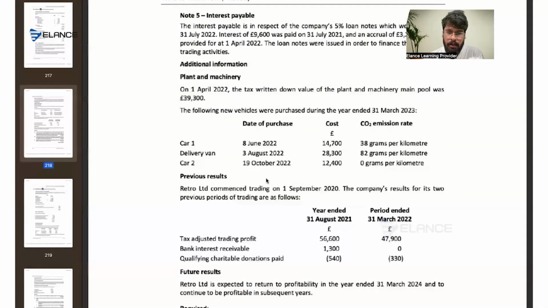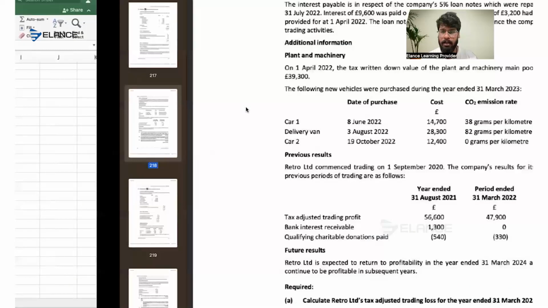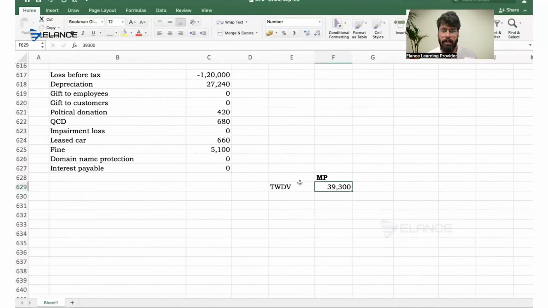And in this period, there are some purchases. Car 1, on 8 June 2022, the cost was 14,800, CO2 emission 38 grams per kilometer. And this car 1 will come under which pool? Main pool. 14,800 will come under the main pool.